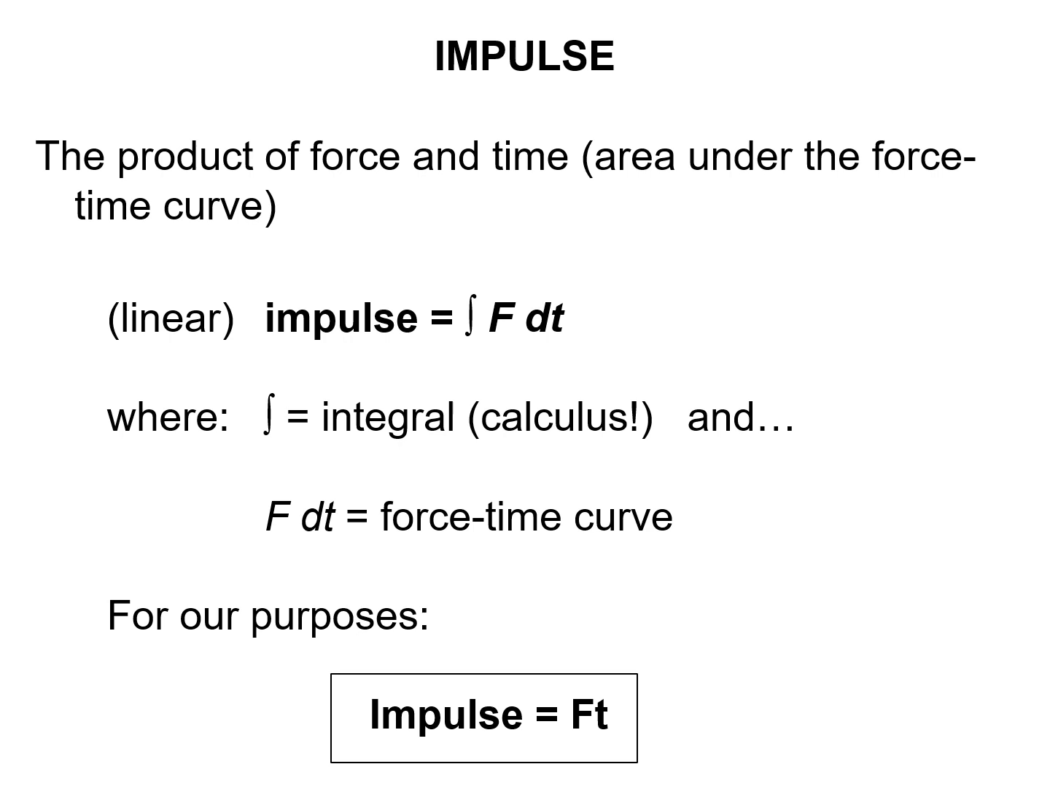So what we consider to be a change in momentum is an impulse. We already kind of talked about that. But an impulse is the product of force over time, the area under the force-time curve. With linear impulse, we simply say it's force times time. Once again, this little symbol is a symbol for integrals. That's what we use in calculus, which is so much fun.